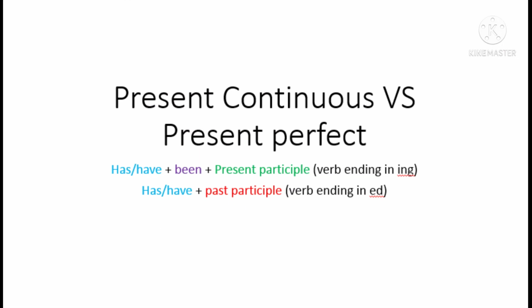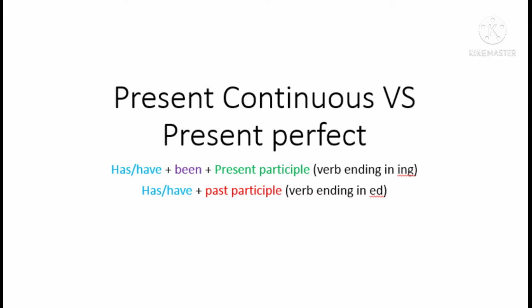Okay. Today, let's talk about the difference between the present continuous or the present progressive versus the present perfect. But before we do that, let's first check the structure. For present perfect progressive, we have has or have plus been plus the present participle. The present participle is a verb ending in ing. In case of the present perfect, we have has or have plus past participle or a verb ending in ed.